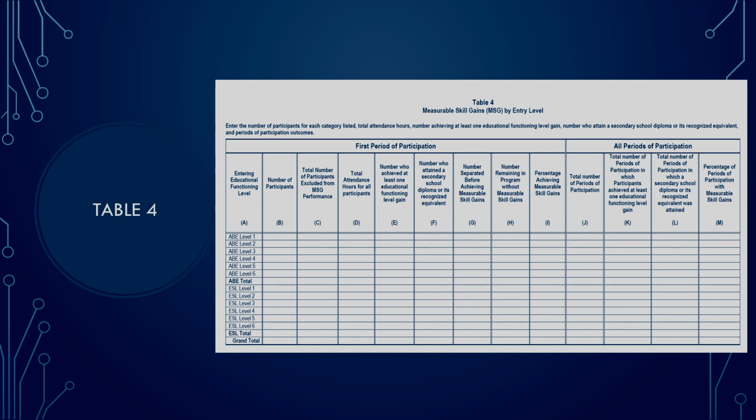Don't worry about column C. We don't have any of our students that are excluded from an MSG performance. They need to follow certain guidelines, and none of our programs have any of that. Column D is the total hours of participation, so the total attendance hours.